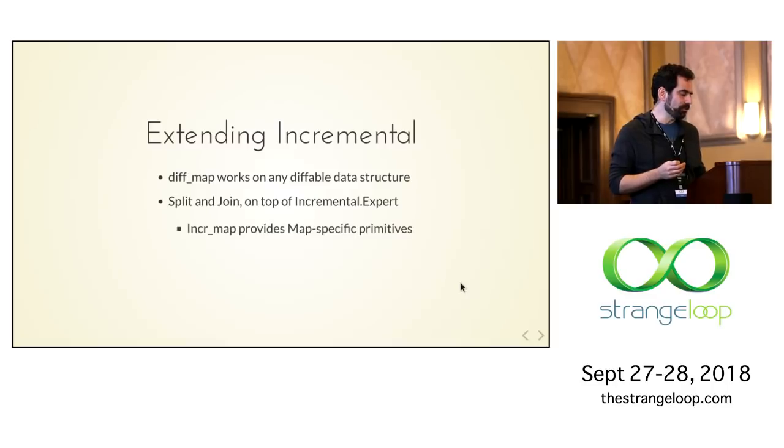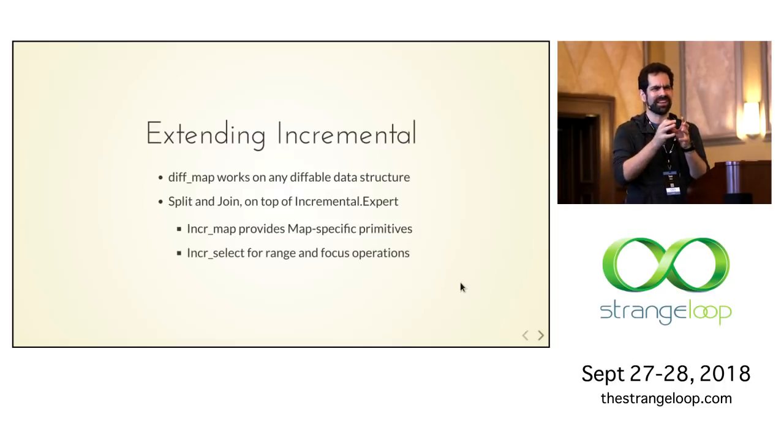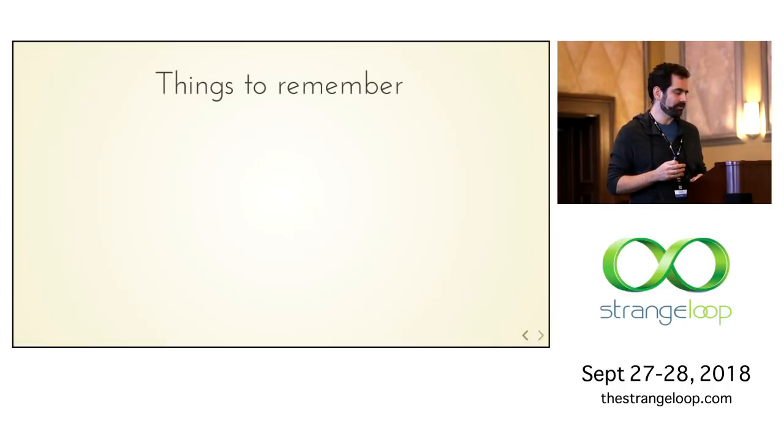And in fact, we really have two modules here. There's Incremap, which contains split and join and a number of other map-specific operations. And another one we built was IncrSelect, which lets you do things like selecting ranges of things and dealing with things like focus computations, which are also useful to handle in this way. So we've now built a number of different useful abstractions on top of this same core system, and these kinds of abstractions have helped us build the kind of complex APIs that we were talking about.